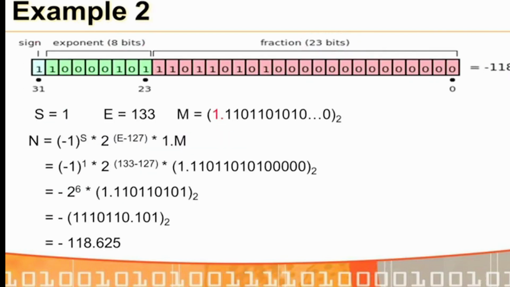Now this is again a negative number, minus 1 power 1, and E is 133, so this is 2 power 6, and this 0.1101 whatever, it's 1 point this. So this is now minus 1110 whatever you see here into 2 power 6. I just bring it here. When you convert this, this is minus 118.625. So it is a positive number with a negative exponent, and a negative number with a positive exponent, in decimal. I am just giving you two examples, very straightforward to look at.